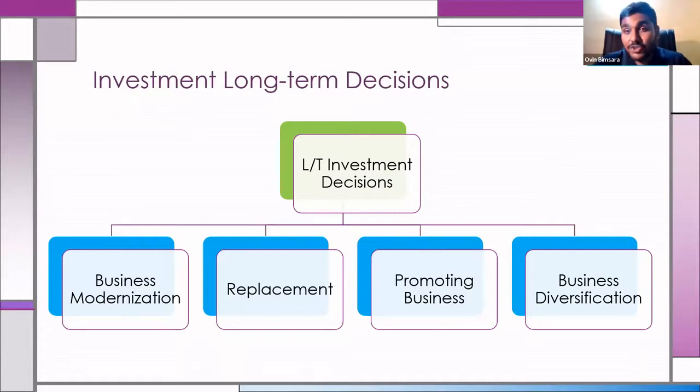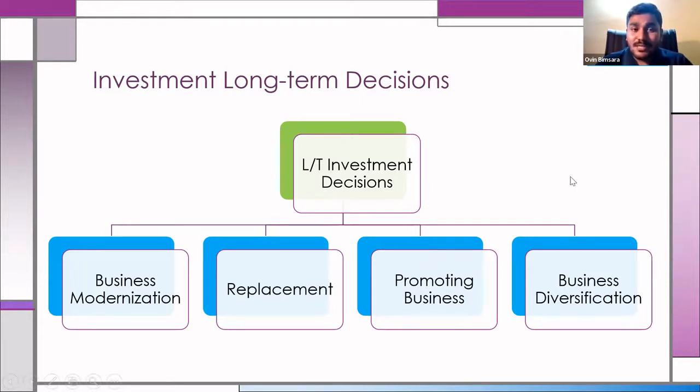Business diversification. If you want to launch a new product, or change the existing product with different features, or go to a new market, maybe right now you're operating only in Colombo district and you want to go all island, or go to India, Bangladesh, or Australia. When you're doing an expansion like that, a business diversification like that, you need to invest. For that, you need to make long-term investment decisions. So these are the main types of long-term investment decisions.